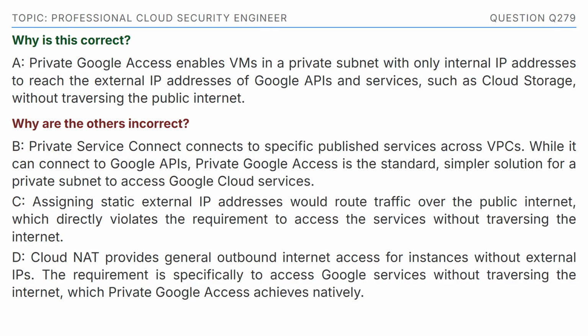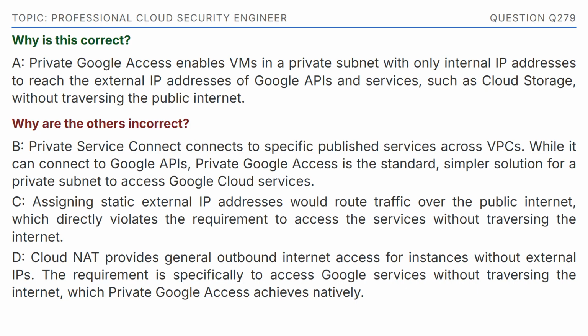Why are the others incorrect? B. Private Service Connect connects to specific published services across VPCs. While it can connect to Google APIs, private Google access is the standard, simpler solution for a private subnet to access Google Cloud services.